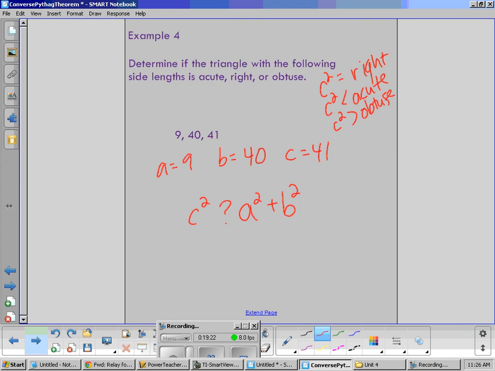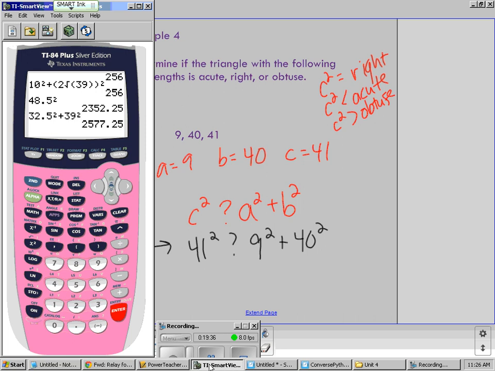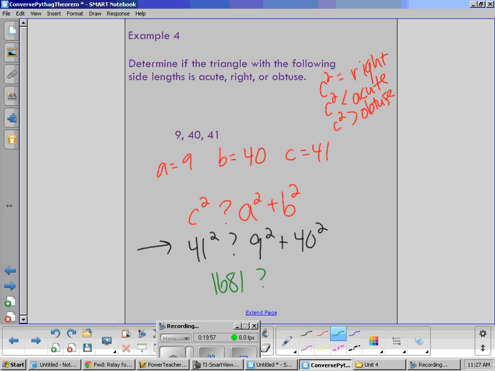So, all we do is plug it in. C is 41. A is 9. And B is 40. You must write this step out before you plug it into your calculator. It is important. So, we have 41 squared has what relationship to 9 squared plus 40 squared? 41 squared is 1681, and 9 squared plus 40 squared is 1681. They are equal, so I have a right triangle.